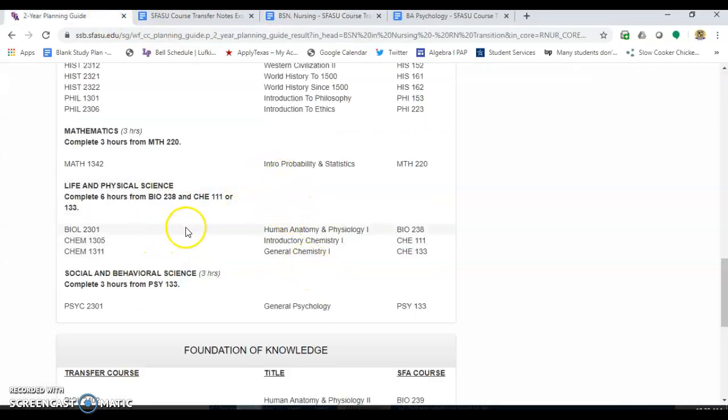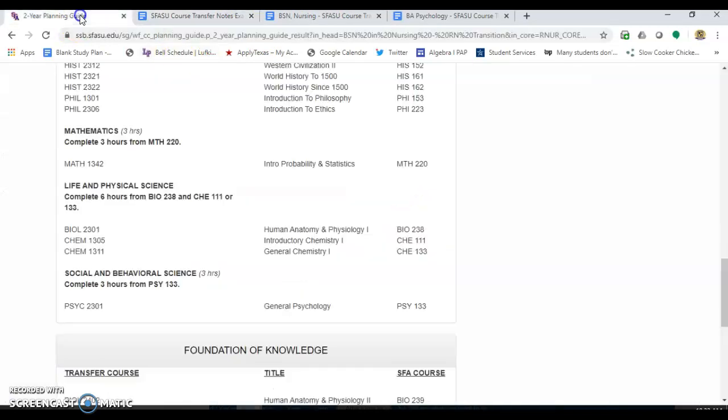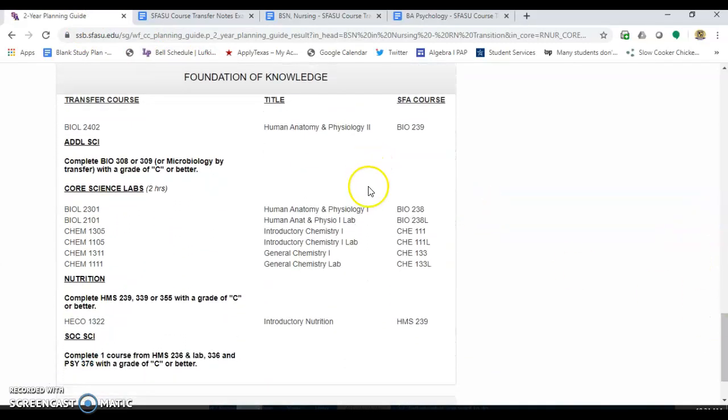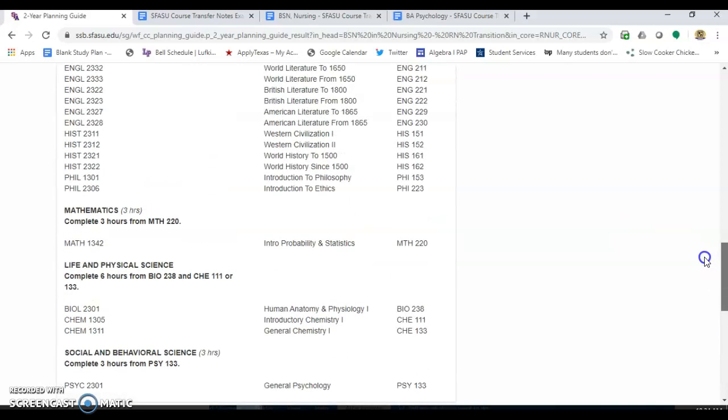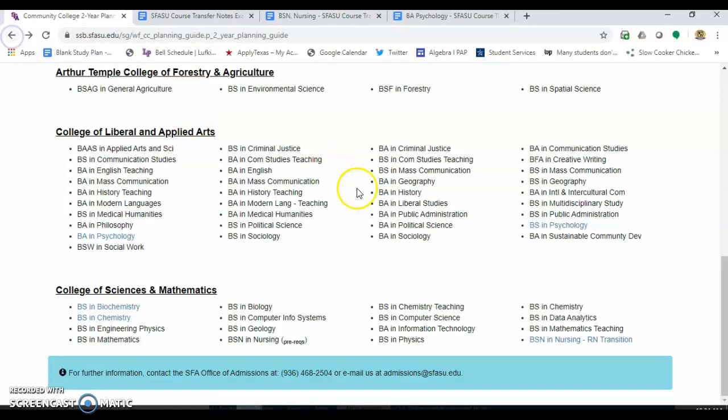but that is the only course that they'll take. And you're also going to notice they're more specific on their sciences. So they want 6 hours in science, and it has to be either from Bio 238 and Chemistry 111 or 133. And so when you look at our transfer plan, this biology for non-science majors will not work for this degree. And so you'll also see some courses down here that we don't offer dual credit. But this is just to show you there are some things, well, you know, our biology for non-science majors worked for a BA in psych. It's not necessarily going to work for a BSN in nursing.